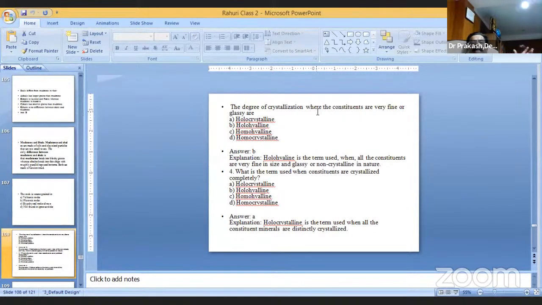The degree of crystallization where the constituents are very fine or glassy or holocrystalline, homocrystalline. Answer is B. So what is the term used when constituents are crystallized completely? Answer is A, holocrystalline. Let me explain that in the next slide probably.